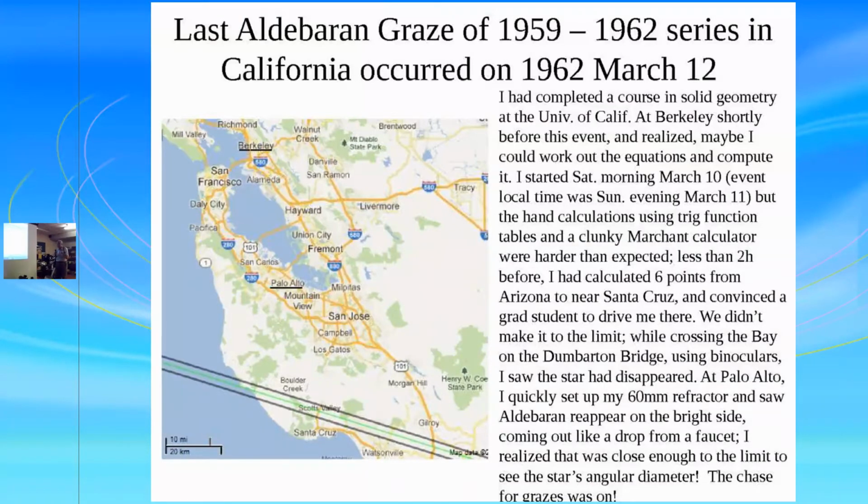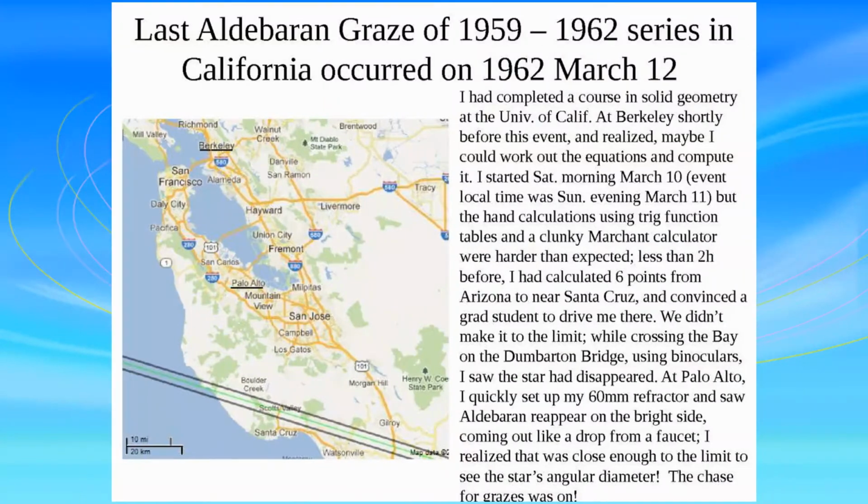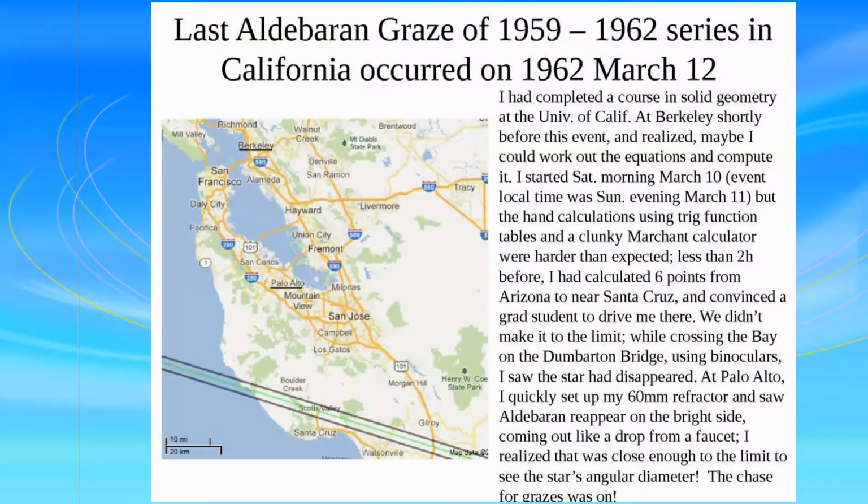But it was very interesting. I didn't expect it, but I could see that the star just came out like a drop of water. It was a gradual event, very noticeable over a period of a second or two, and I was close enough to the southern limit to actually see the star's angular diameter. So that began the chase for grazes.